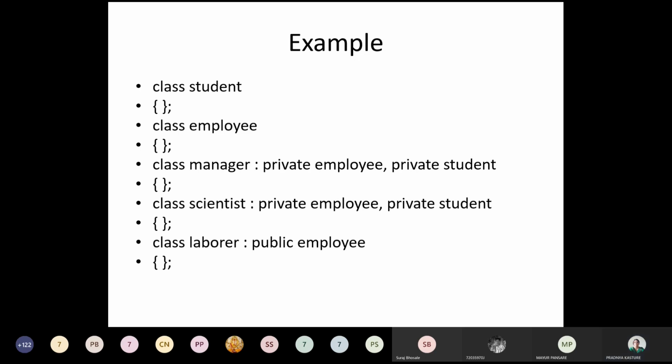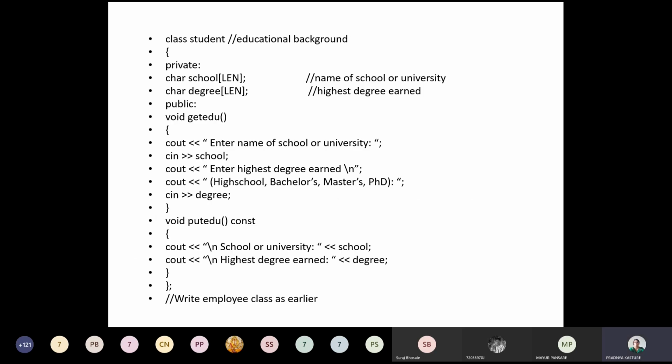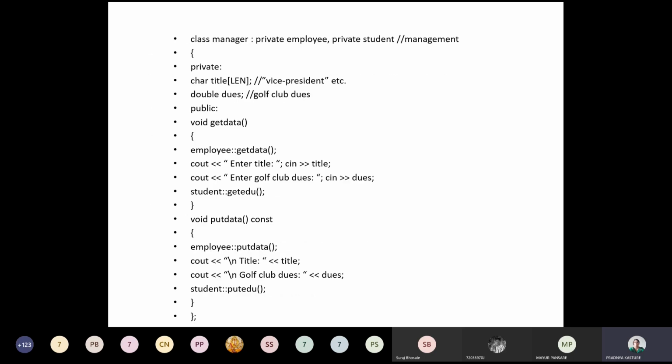It is a combination. We can write this by using our student class. The student class has the educational background, that is, variables like school and degree. These are character variables, so we have declared them with parentheses giving the length, the number of characters. Similarly, we want to enter these things through the getedu method, so we have entered this. Similarly, putdata is for display purposes. In the same way we write the employee class.